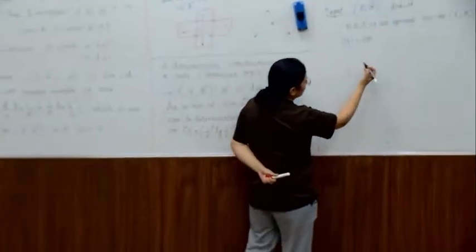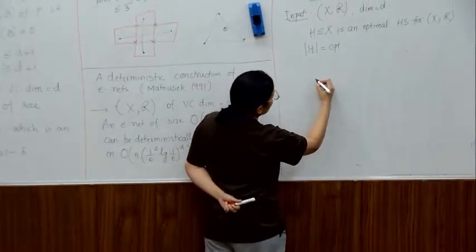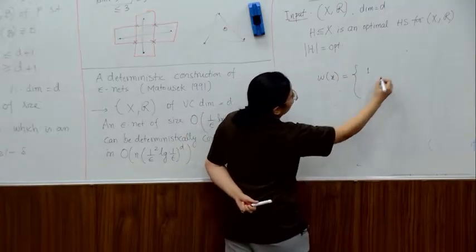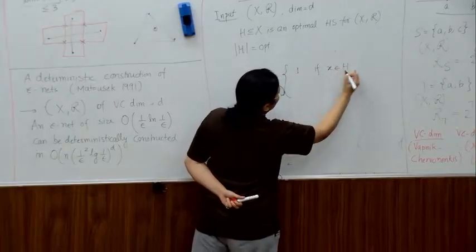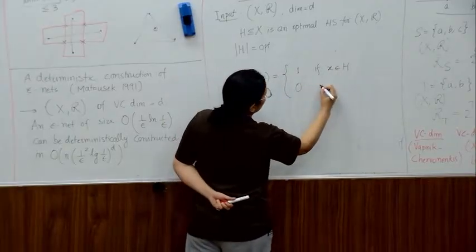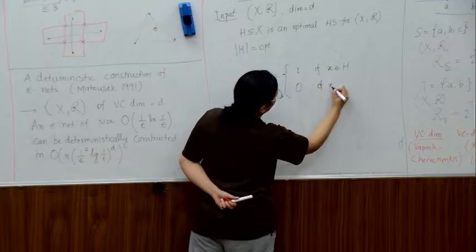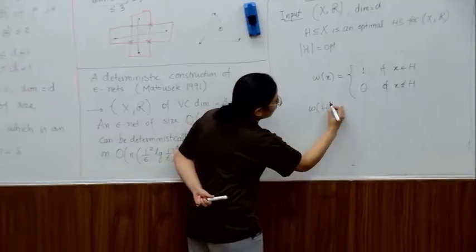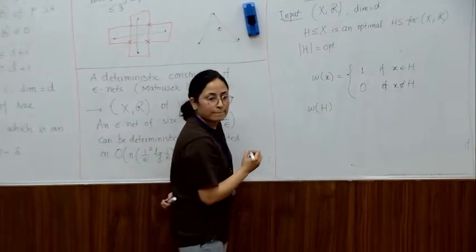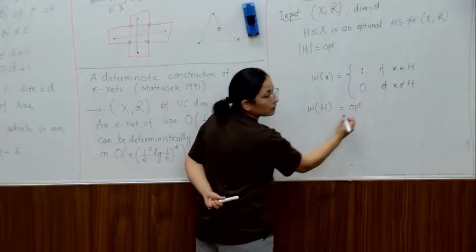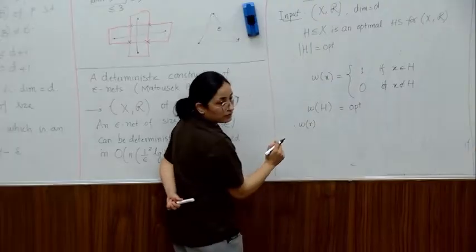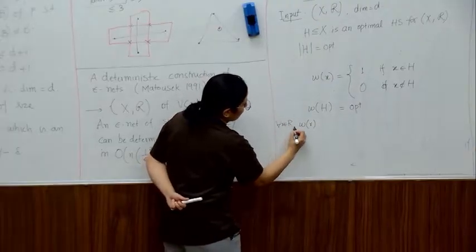You can do a thought experiment here also. Suppose I can assign weights like this: I assign a weight of 1 to every x in the optimal hitting set. There can be many, and 0 to others. In this case, what is the weight of the optimal set? OPT. And if I look at any range in my range space, what is its weight going to be?